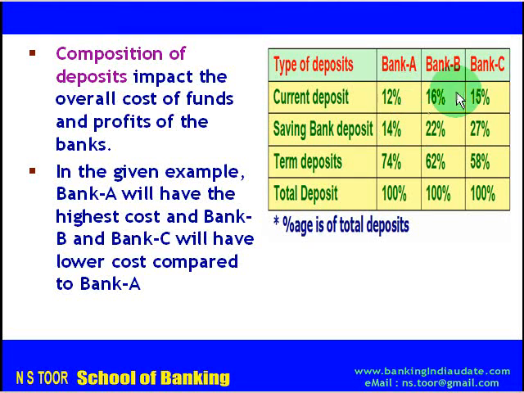Here the bank is having 38%, and here the bank is having 42%. So broadly we can say in this case Bank C may be most profitable. So in the given example, Bank A will have the highest cost of funds, Bank B and Bank C will have lower cost compared to Bank A. That is how the composition of deposits impacts the cost of deposits and accordingly the profit which the bank shall earn.